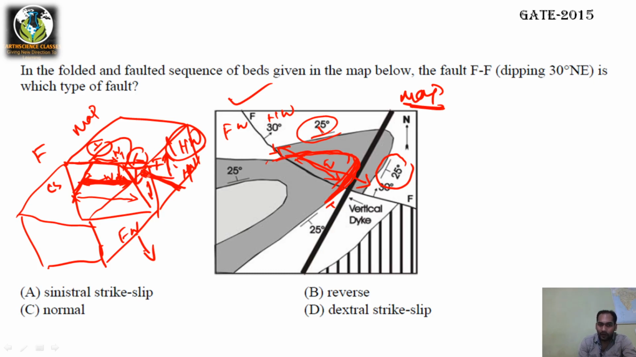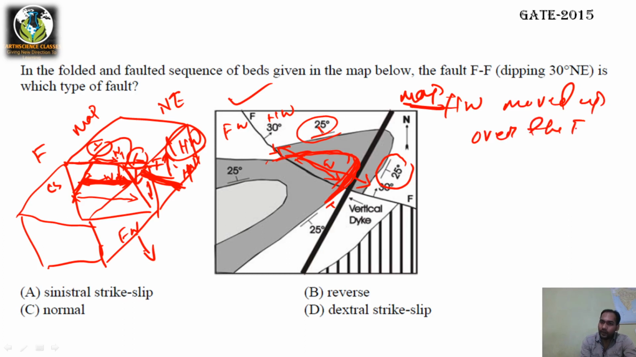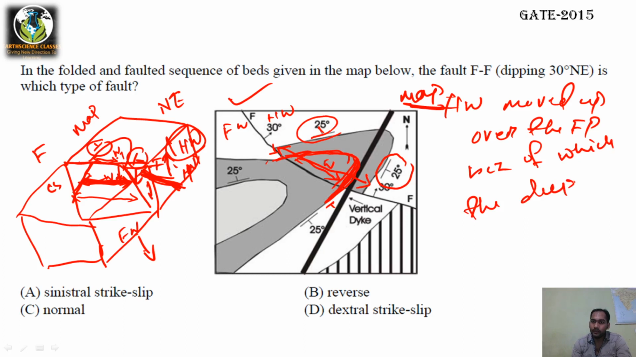But here you can see the fault plane is dipping towards northeast, this side. This part has moved up. That means the hanging wall moved up over the fault plane, right? The hanging wall moved up over the fault plane, because of which the deeper part is exposed. Deeper parts are exposed.